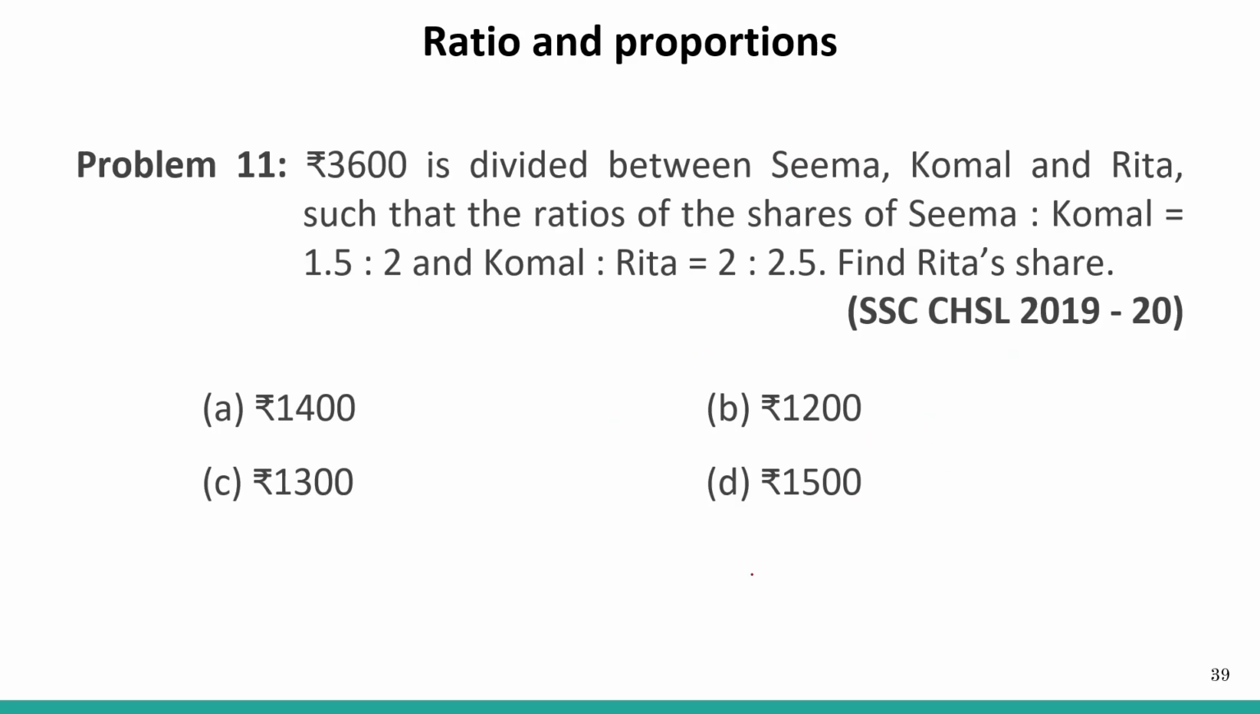So let's see problem number 11. So 3,600 is divided between Seema, Komal, Rita such that... Okay, so 3,600 is divided among Seema, Komal and Rita. Okay, it is divided among these three girls. So such that the ratio of their shares, Seema is to Komal is equal to 1.5:2 and Komal is to Rita is 2:2.5. Then find Rita's share. So this question has been asked in SSC CHSL 2019-20 exam. Okay, so let's see whether the answer is 1400, 1300, 1200 or 1500.